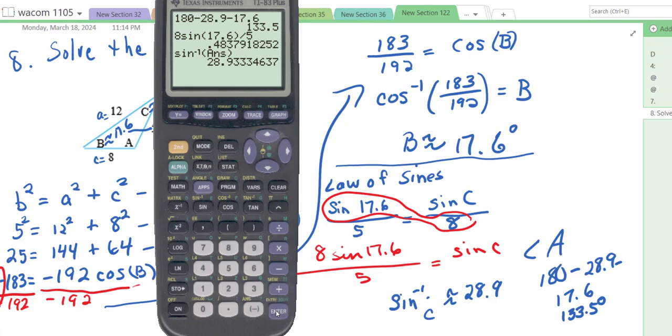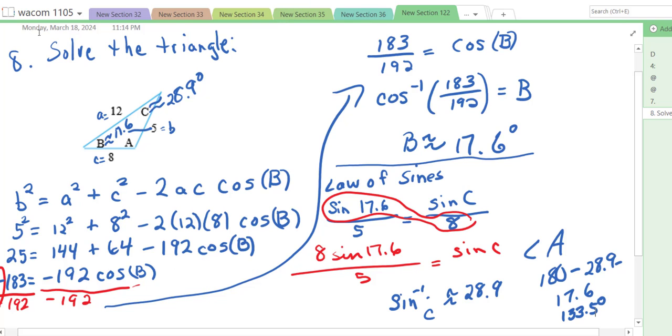And so I had 28.9. And so they were probably rounding earlier. Nothing wrong with my answer. Okay. All right. So that was using law of cosines. Again, you had to because you did not have a pair to start with.